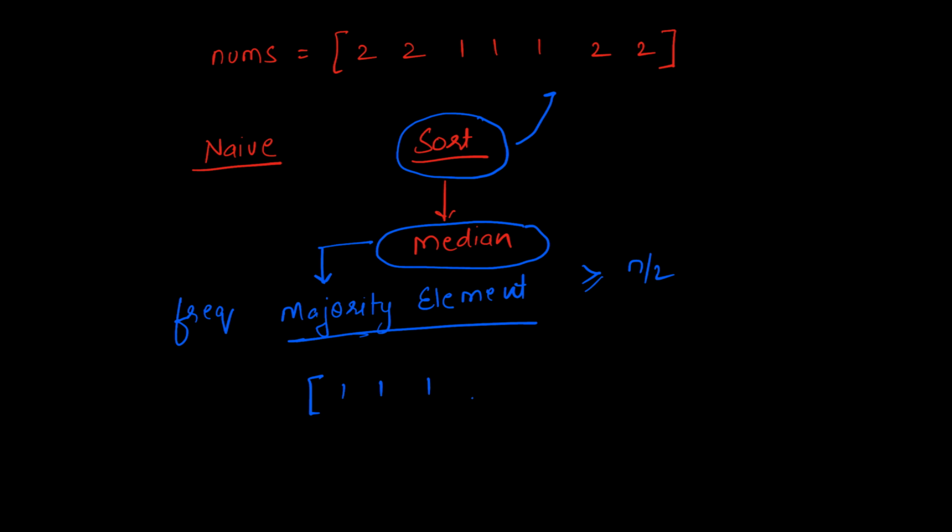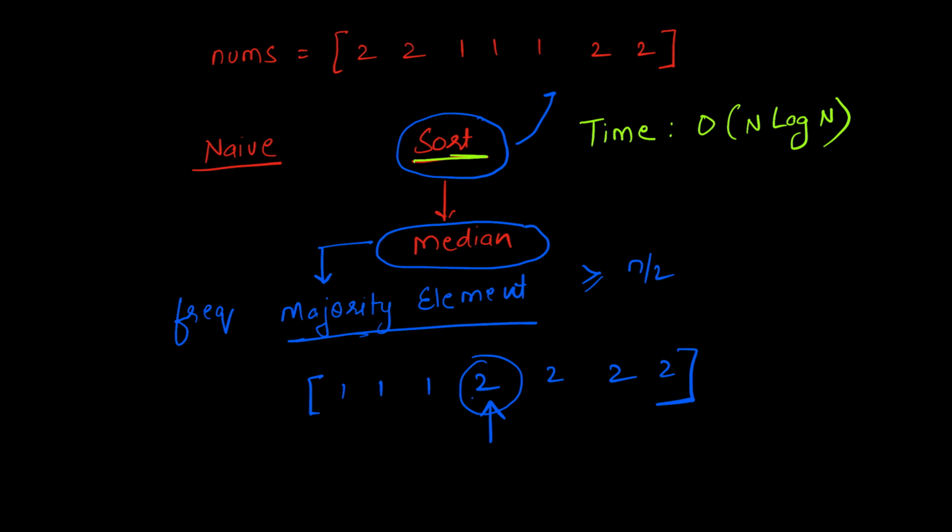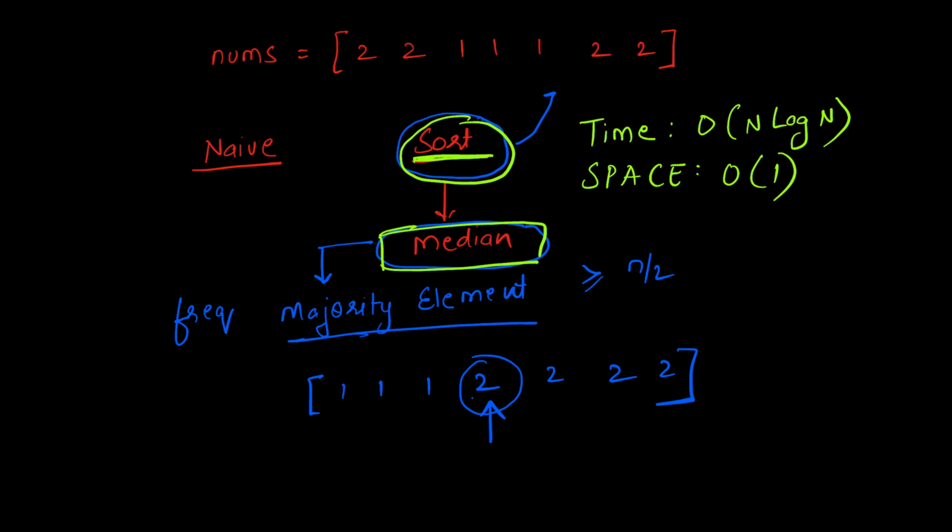Let's apply this logic to the example in front of us. After sorting the input array, we will have 3 ones at the start and 4 twos at the end. Our output, the majority element, is the median of the sorted array, which is 2. The time complexity of this solution is going to be O(n log n), as we need to sort the input array before we calculate the median. And the space complexity is going to be O(1), as we are not using any additional collection to store the array or process it. We are simply sorting it and then calculating the median. This is one way of solving the problem using the sorting approach.